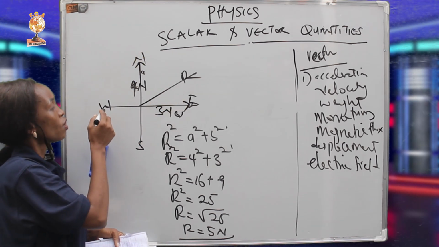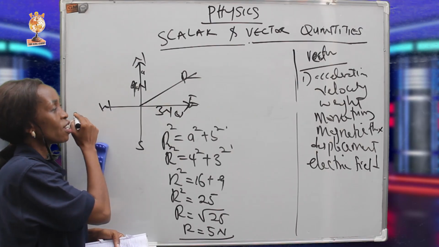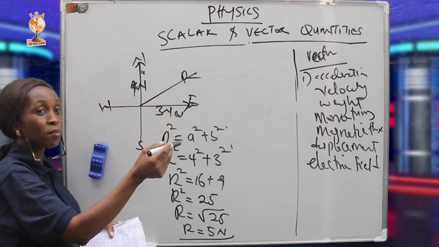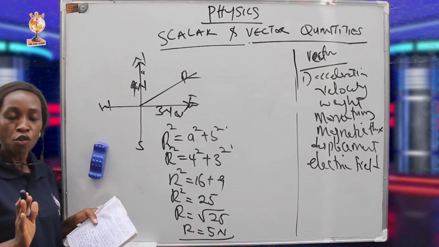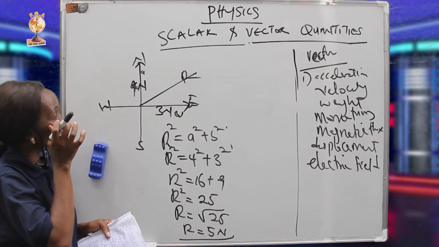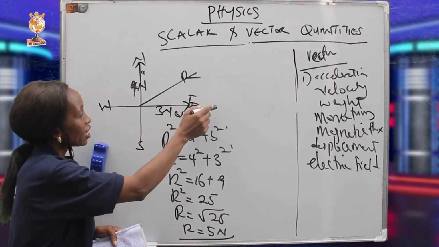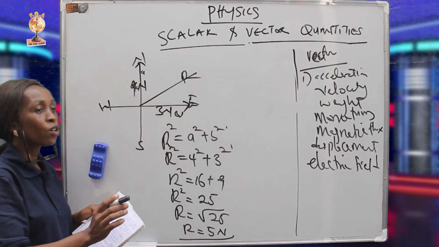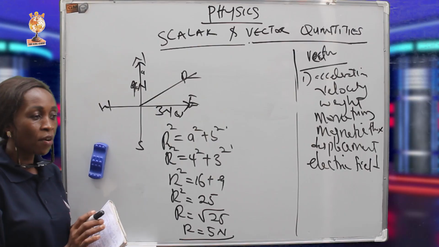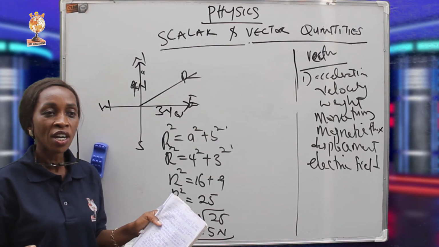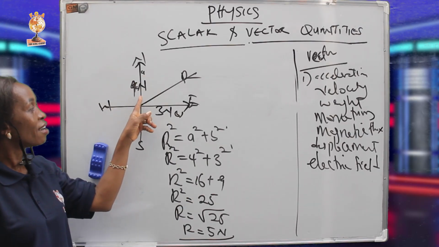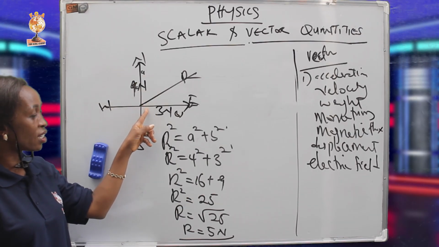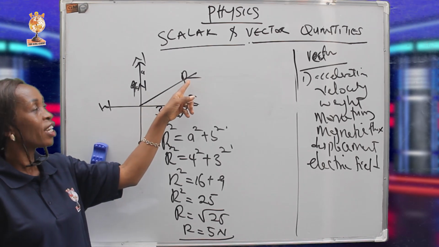But if one is going to the west and the other to the east, that means they are moving in the opposite direction, and I can subtract to get their resultant. But in this case, one is going east, the other one is going north. They are not in the same direction, nor in opposite directions. They are at a right angle to each other, making 90 degrees. So what do I need to do to find the resultant?